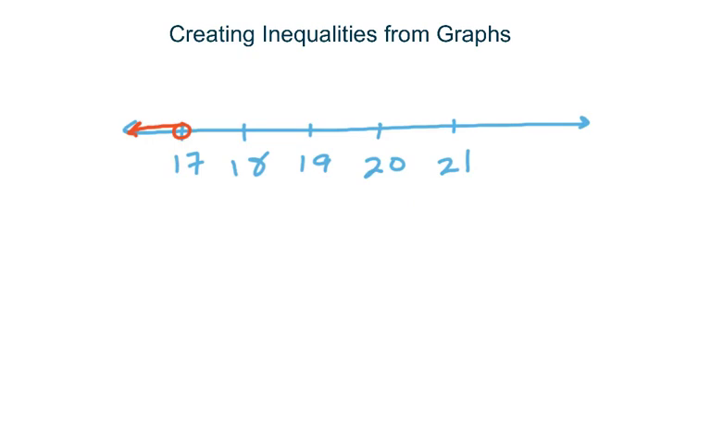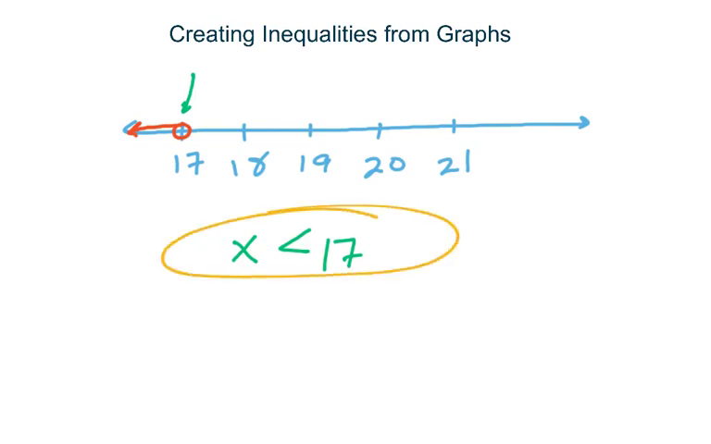Okay, looking at this one now, up until now, all of our problems have had this right in the middle. It doesn't have to be in the middle. So on this one, you can see that 17 is going to be important because that's where the circle is. It's an open circle, which means it's not or equal to, it's just less than, and so we would say x is less than 17 as our final solution on that one.